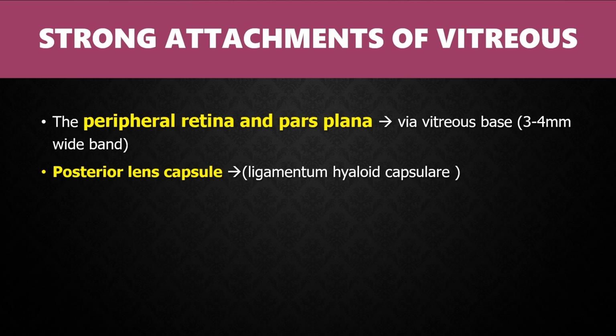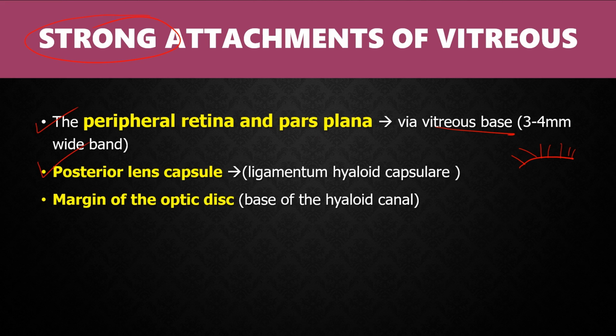Apart from that, the posterior lens capsule. Remember, we talked about the Wieger's ligament or the ligamentum hyaloideocapsulare. Now, this is the position where the vitreous is really strongly attached to its surrounding structure, right? So, obviously, before we were talking about the attachments of the anterior hyaloid membrane to the ciliary body, to the pars plana, and to the lens capsule. Definitely those attachments exist, but here we're talking about the strong attachments or the dense attachments of the vitreous. And one is the peripheral retina and the pars plana in the region of vitreous base, and the second one is the posterior lens capsule.